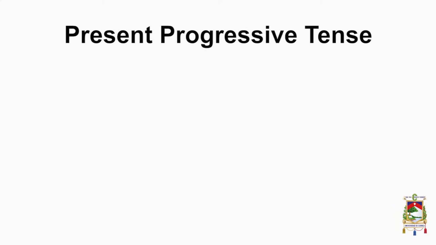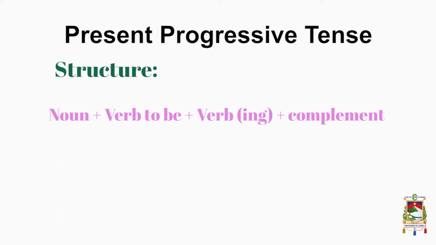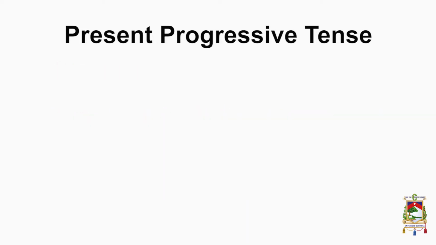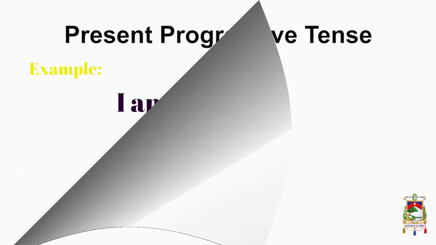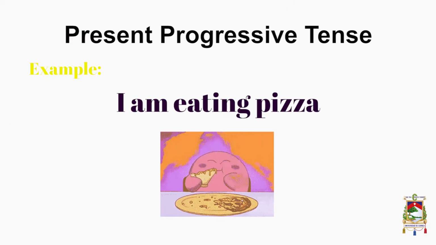Present progressive tenses. To form the present progressive tense, we will need a noun plus the verb to be plus the verb with -ing and finally the complement. For example, I am eating pizza.